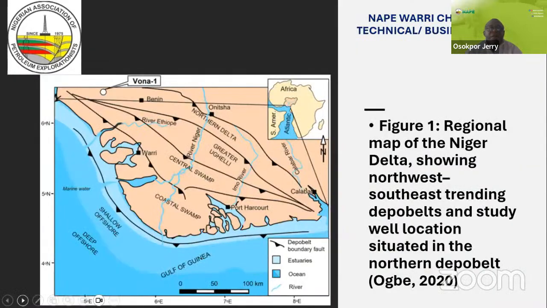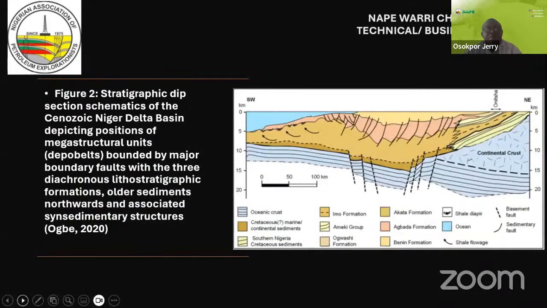This is a regional map of the Niger Delta with the location of the Vona 1 well. The well from which the sediment samples were obtained for this study is pseudo-named Vona 1 for confidentiality purposes. Next slide. Figure 2 presents a stratigraphic deep section of the Cenozoic Niger Delta, while our well is located in the proximal part of the delta, as shown here. Next slide.